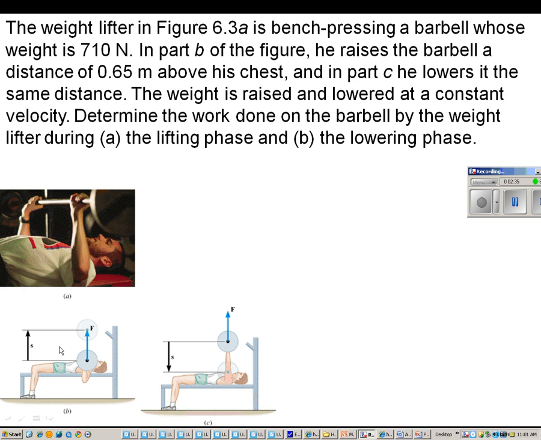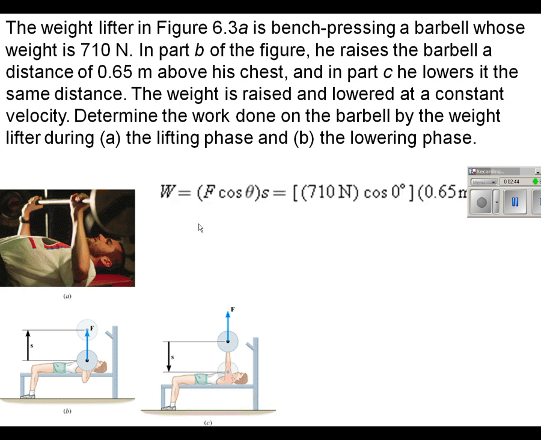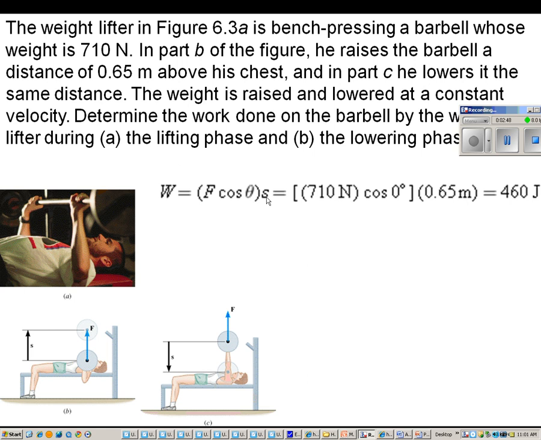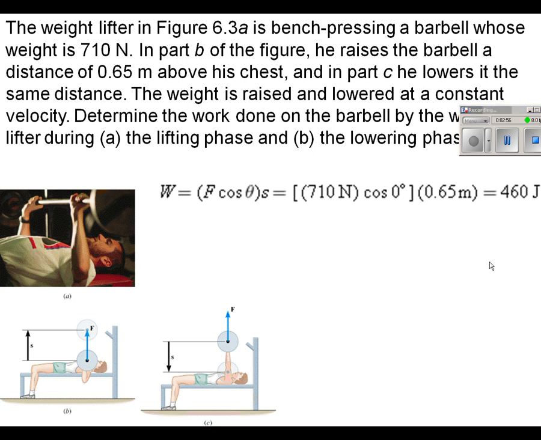Now if you look at picture B here, you'll see the force vector is straight up, the displacement vector is straight up, so the angle between them is 0. And so we have work equals F cosine theta s, so we have 710 newtons times the cosine of 0 degrees times 0.65 meters equals 460 joules.